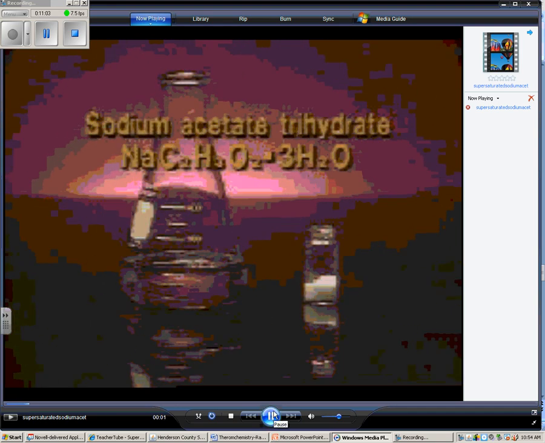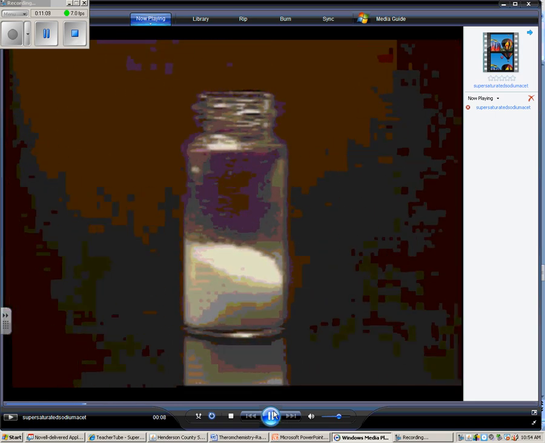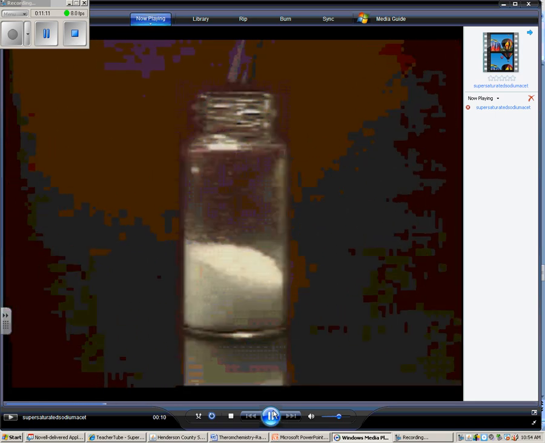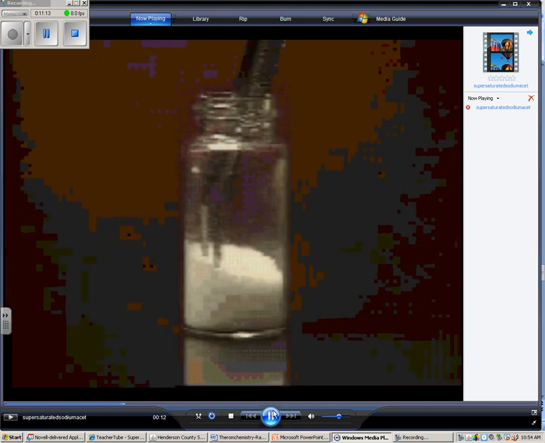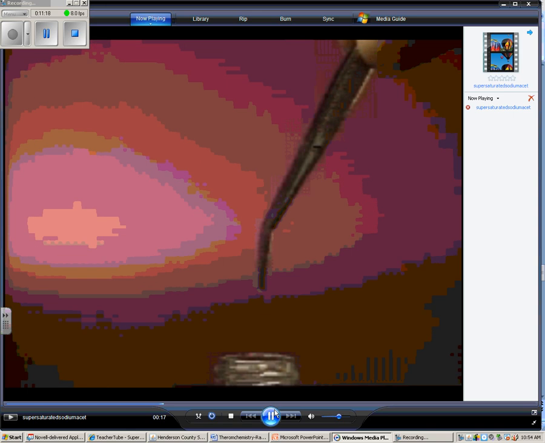Flask contains a supersaturated solution of sodium acetate in water. A small crystal of sodium acetate will be added to the solution. Focus your attention on the portion of the solution to which the crystal is added.